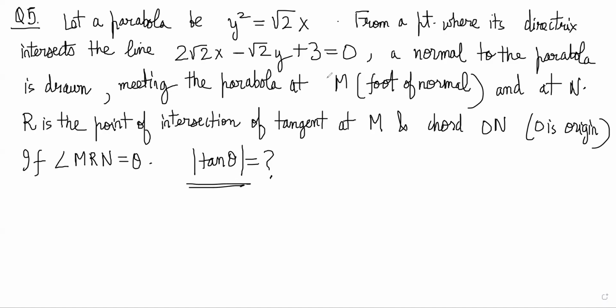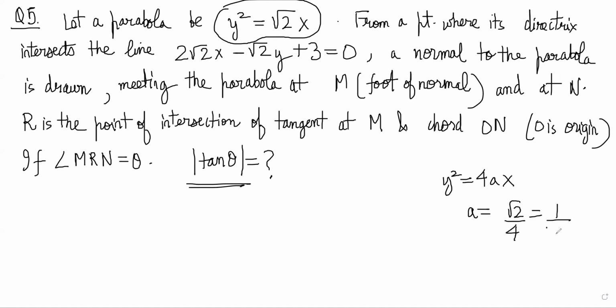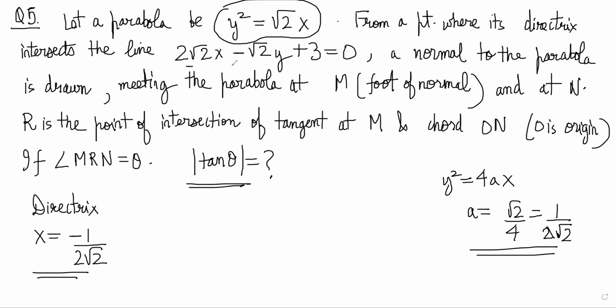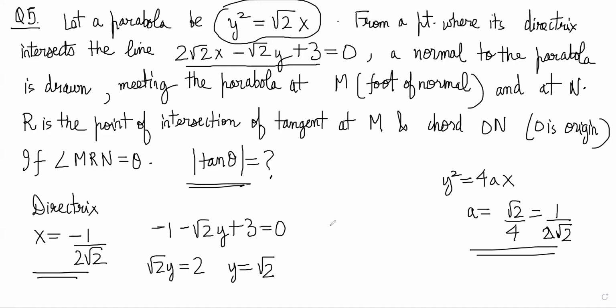Okay, so first things first, if this is my parabola equation, I can clearly see that y square is equal to 4ax. So a must be equal to root 2 by 4, or 1 over 2 root 2. a is equal to 1 over 2 root 2 here, right? Okay. Now, what is the equation of the directrix? The directrix equation would be x is equal to minus a. So x is equal to minus 1 over 2 root 2. And we have been told that the directrix intersects this line. So when you put this directrix in the line here, you get minus 1 minus root 2 y plus 3 is 0. So root 2 y is equal to 2. So y is equal to root 2. So the point that we are talking about is the point (minus 1 by 2 root 2, root 2).